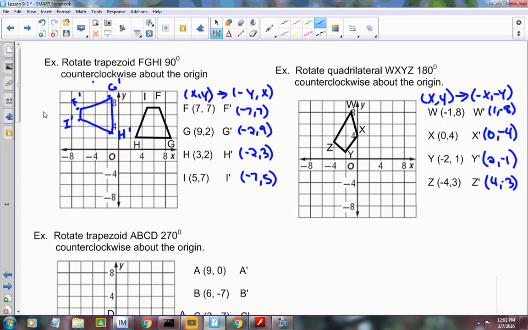All right, so 1, negative 8, there is W prime. 0, negative 4, there's X prime. 2, negative 1, Y prime, and Z prime is 4, negative 3. So we connect, and that gives us a 180 degree rotation, clockwise or counterclockwise.